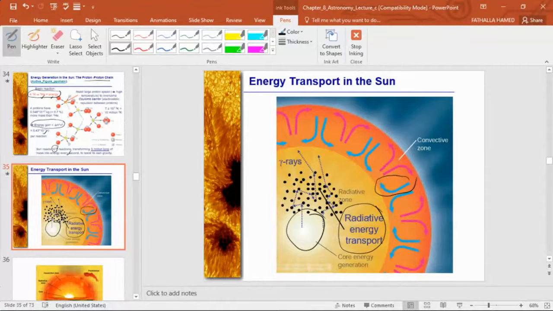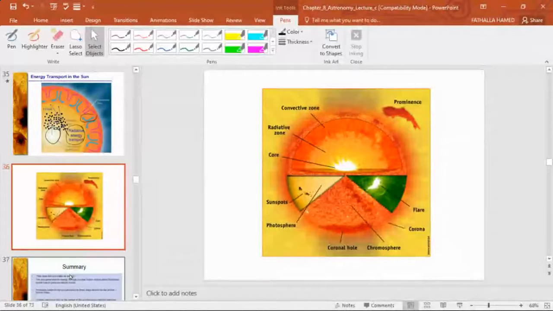That's how the sun is generating its energy, and then it's transported through the radiative zone, then it comes to the convective zone. And I told you above the convective zone, you have the photosphere, and we talked about the atmosphere of the sun. So that's how the sun is generating its energy.